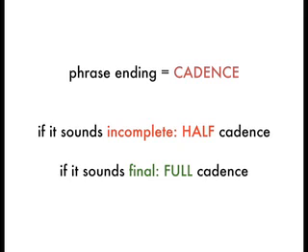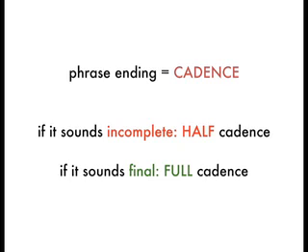Now, if you study music theory, you can learn all the proper technical names for these things, but for the most part, you can get by paying attention to whether something sounds as though it's incomplete at the end of the phrase, in which case it's a half cadence, or whether it really sounds completed and final, and that's the full cadence. So cadences are punctuation which help to shape music at the level of the phrase.